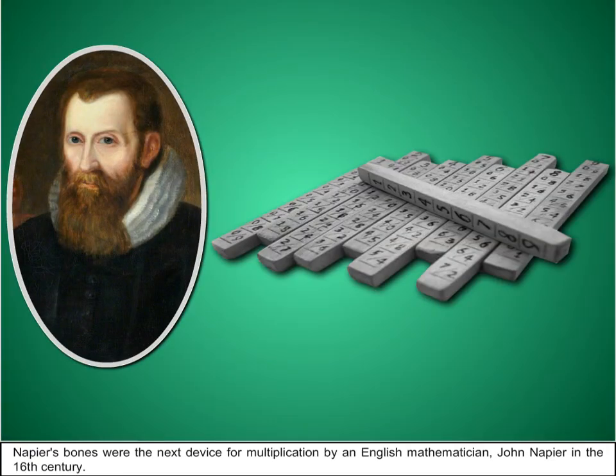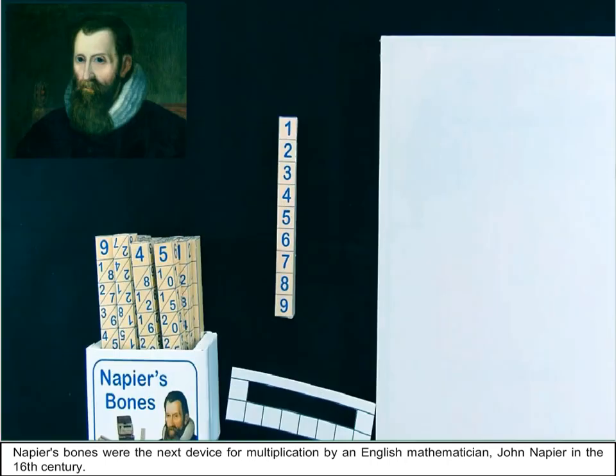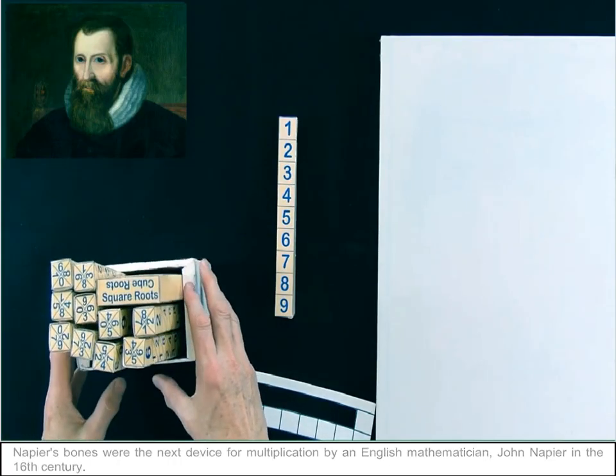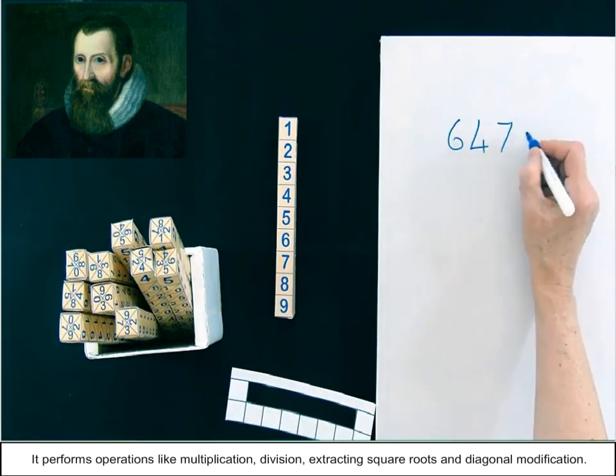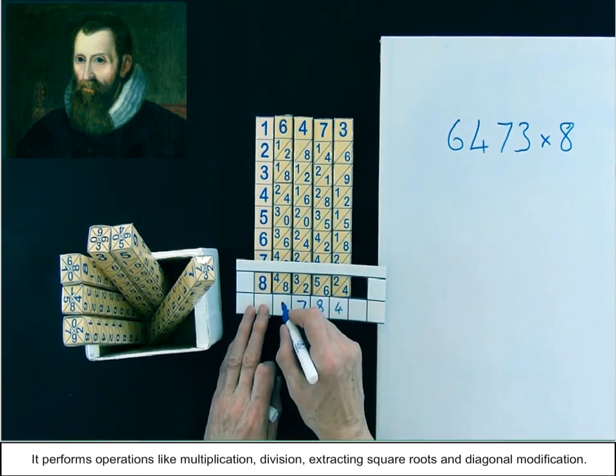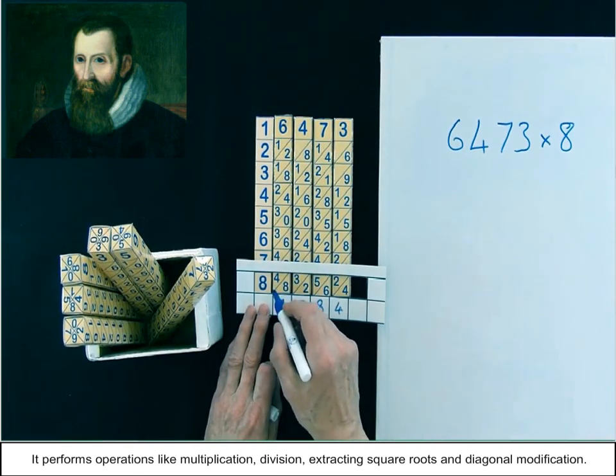Napier's bones were the next device for multiplication by an English mathematician, John Napier, in the 16th century. It performs operations like multiplication, division, extracting square roots, and diagonal modification.